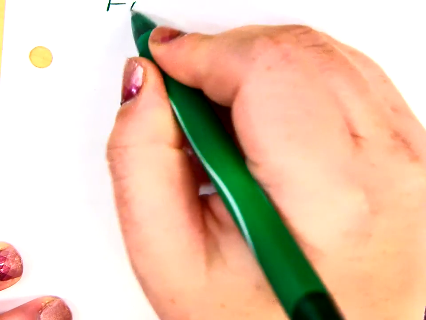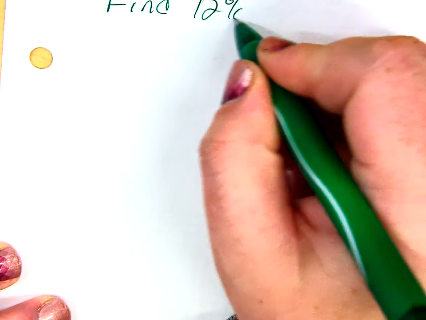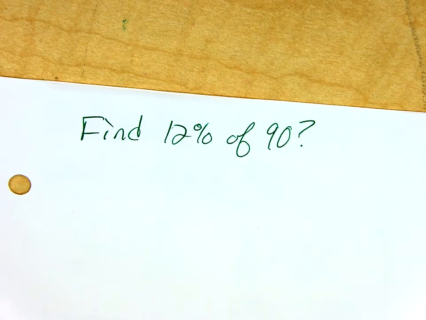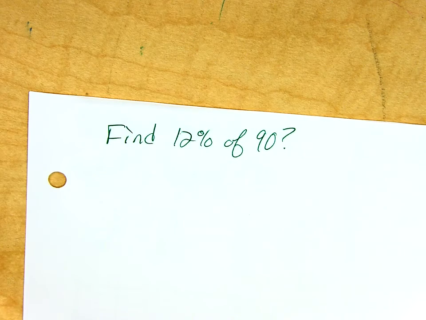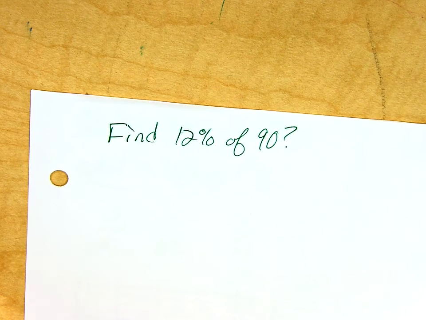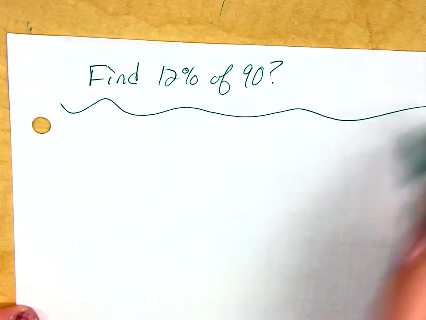Why? Well, sometimes your sentence doesn't have those words. It doesn't have is and of in it. So now I'm like, you can rewrite it so that it has it. For example, if I said find 12% of 90, this doesn't have the word is in it. I could rewrite it to say what is 12% of 90, and then it's the same thing. But my brain doesn't work like that. I don't know. So here's an option, the percent equation.